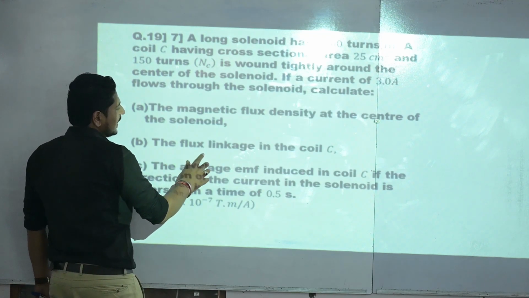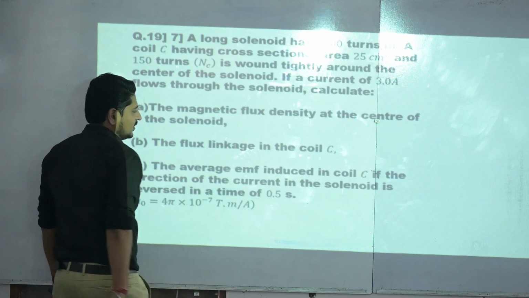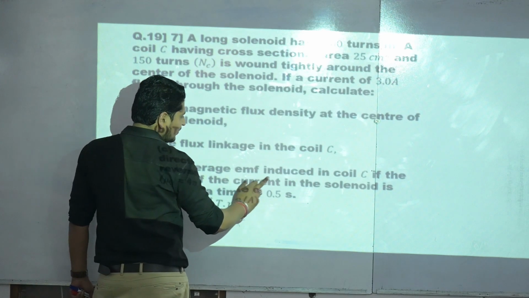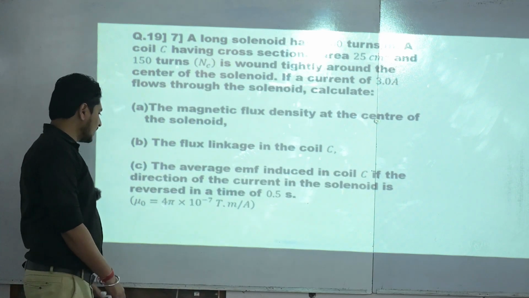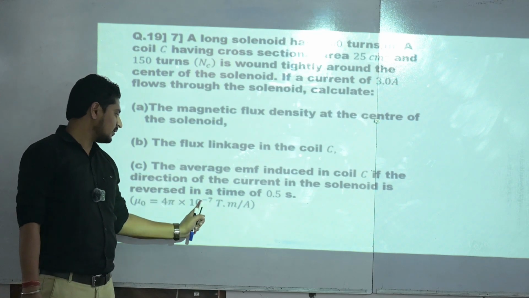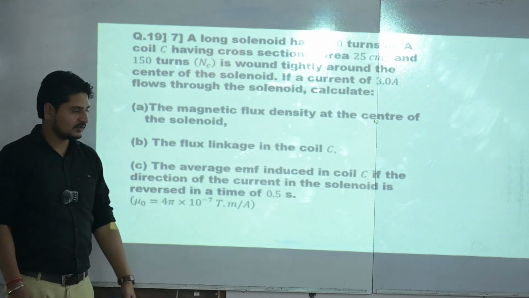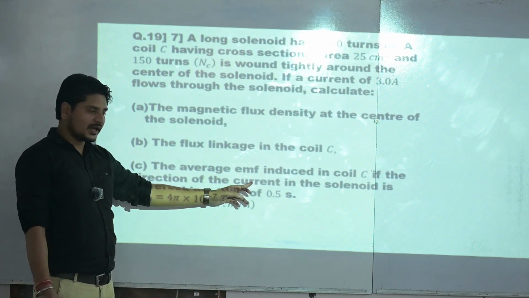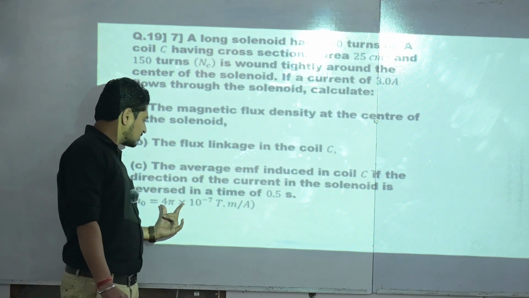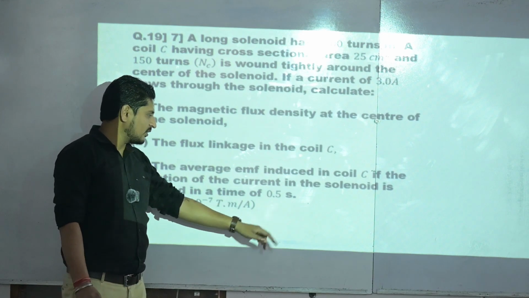Again, the flux linkage in the coil C. The average EMF induced in the coil C if the direction of the current in the solenoid is reversed in a time of 0.5 second. Here we have to find the average EMF, and when? When the direction of the current is reversed in a time of 0.5 second.